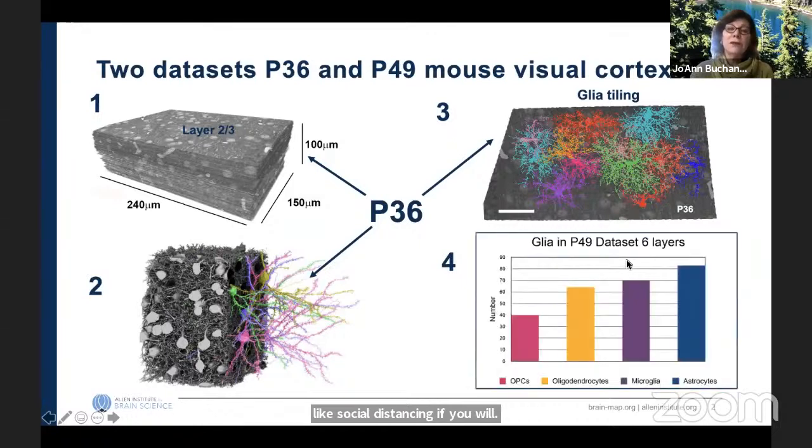Now, there is another data set which is not yet public, but will be, and this one is the P49 data set. So it's a little bit older. It's also different because, as opposed to the first data set, P36, it's actually long and thin. So what's nice about it is that it includes all 6 layers of the cortex. And what we were able to do looking at that data set was to count, quantify and categorize the number of glia. So this chart here will show you the distribution, with astrocytes in blue being the most numerous, microglia in purple second, oligodendrocytes, and finally OPCs.